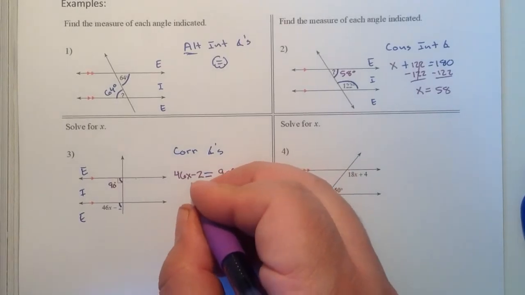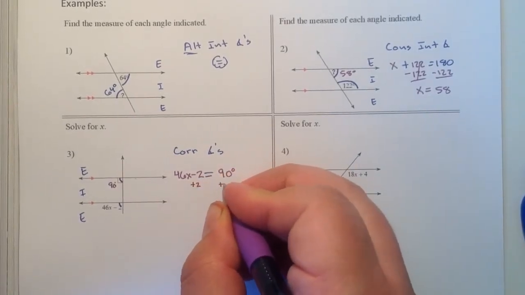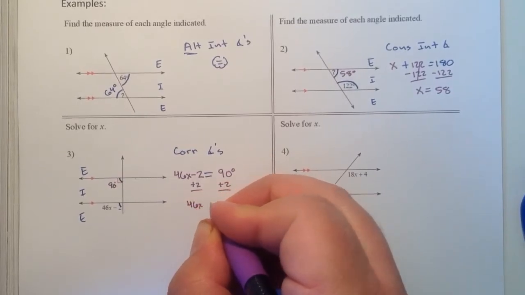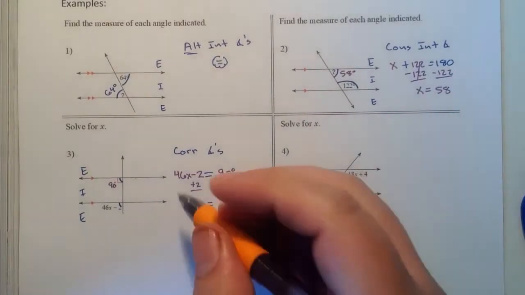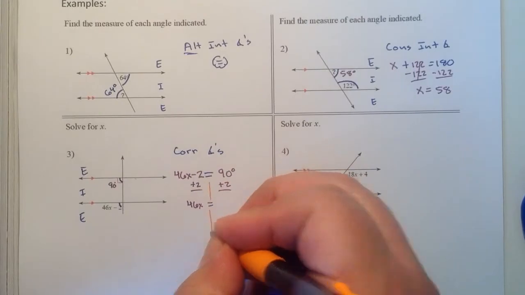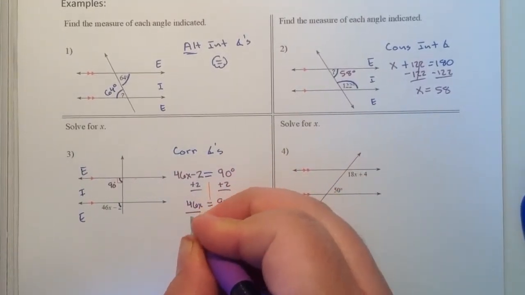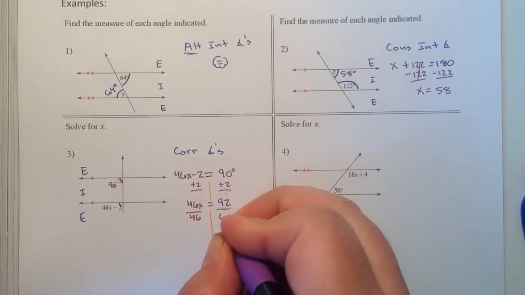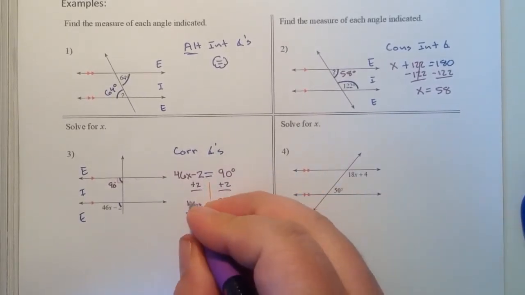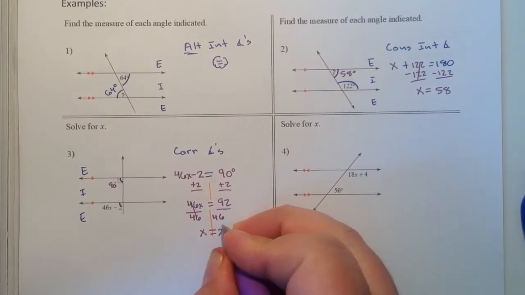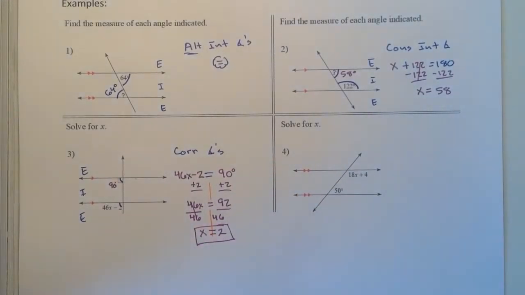And now I'm just going to do my basics. Add a 2 to both sides. So 46x equals, look at that equals, we're keeping it all right there. 90 plus 2 is 92. And now I'm just going to divide by 46. So basic algebra here, divide by 46. And x is equal to 2. And there's my answer.